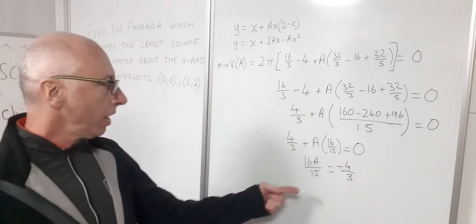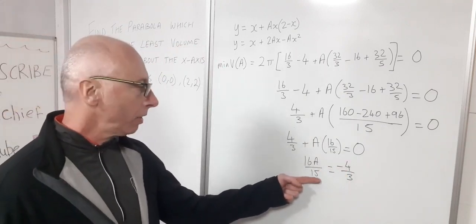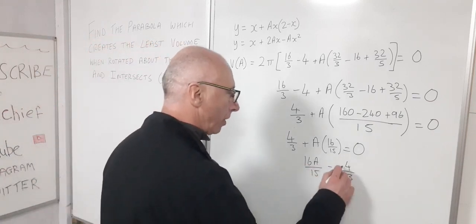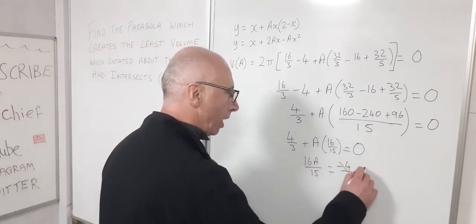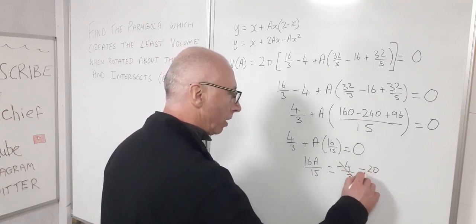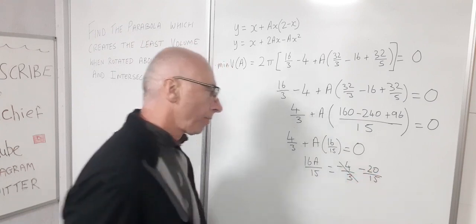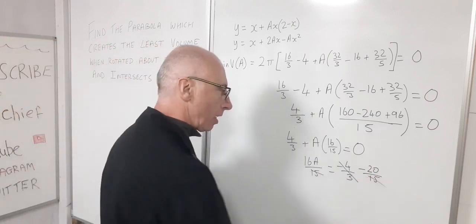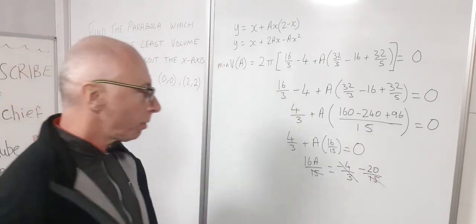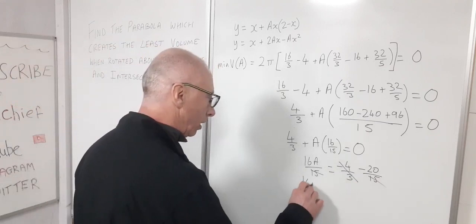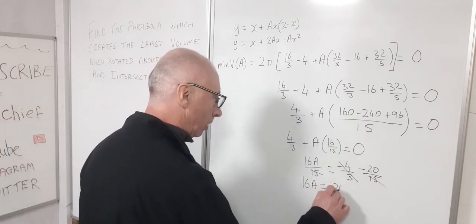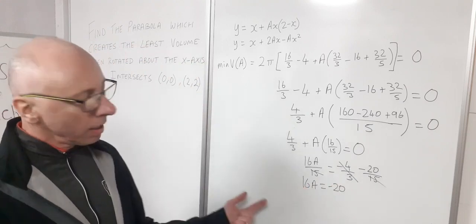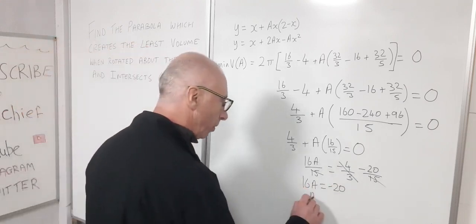Minus 4 over 3, if we put that with a denominator of 15, multiply everything by 5, I will now have, instead of that, minus 20 over 15. Okay, now I can cancel out my 15s, and now I've got 16A equals minus 20. Okay, so now A will be minus 20 over 16, A is minus 5 over 4.